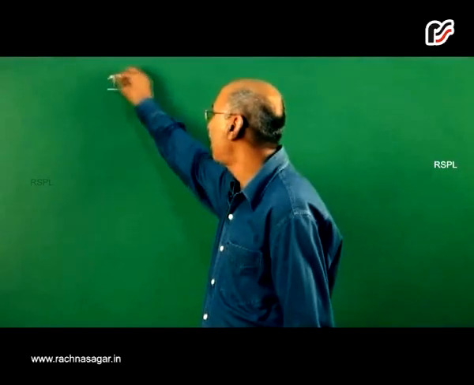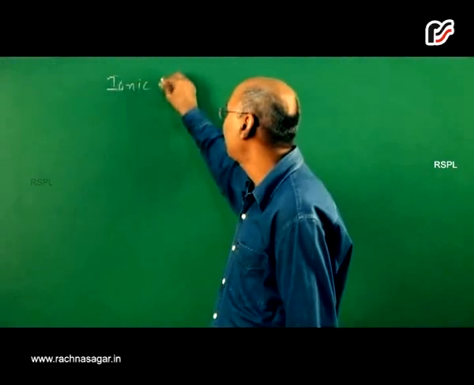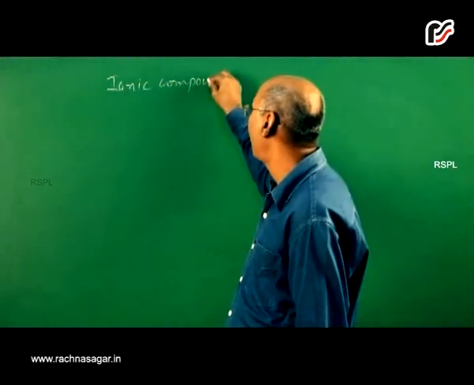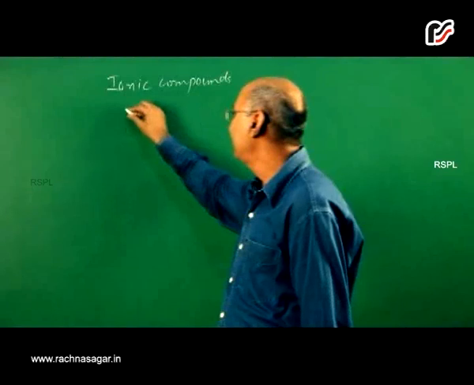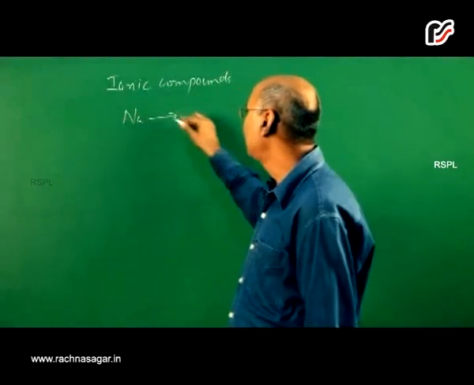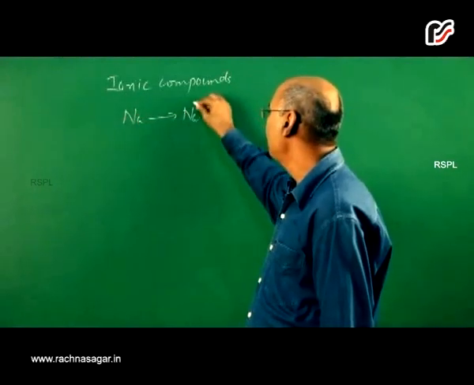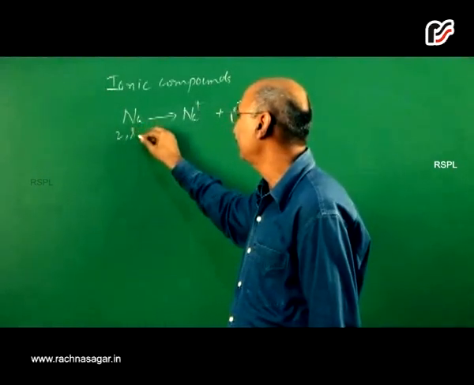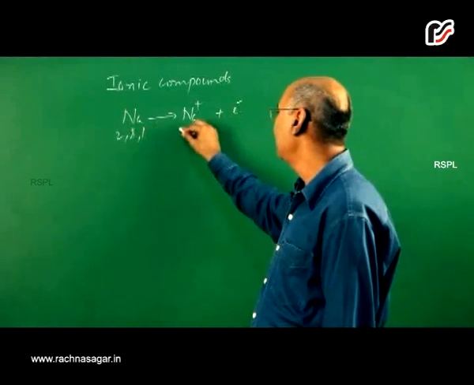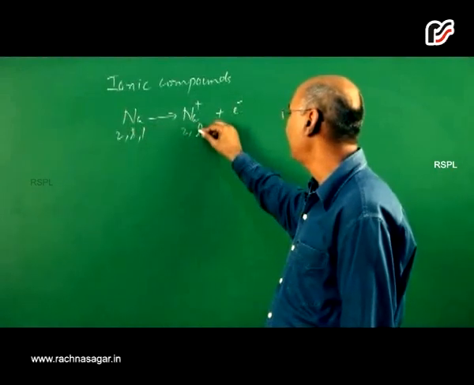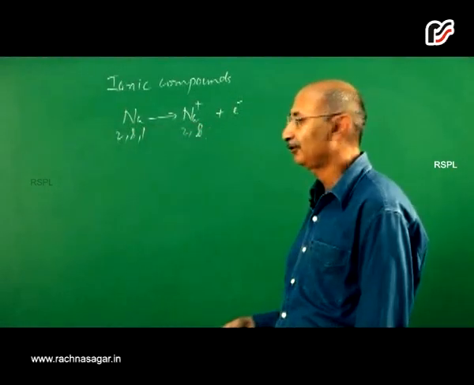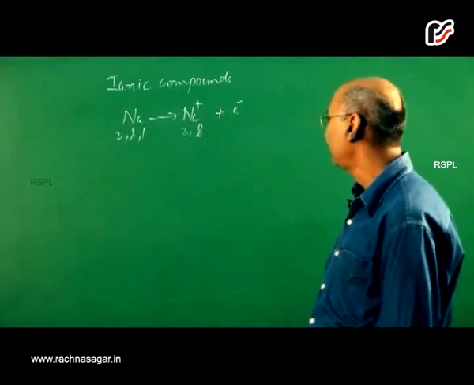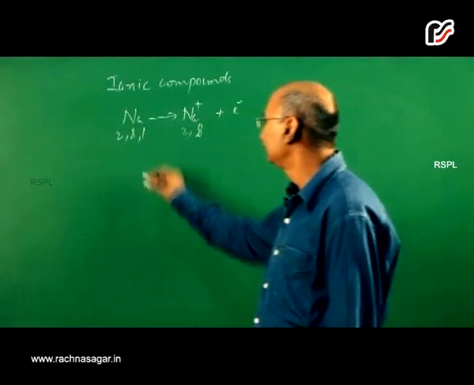Now we are going to take up how ionic or electrovalent compounds are formed. Metals can easily lose electrons to form positive ions. For example, sodium has electronic configuration 2, 8, 1. It can lose 1 electron and result in the formation of 2, 8, that is sodium ion. 1 electron is lost and it has become stable.